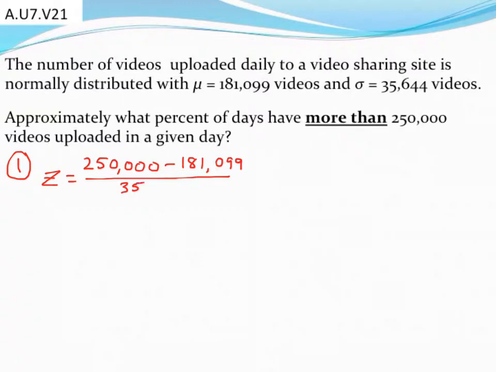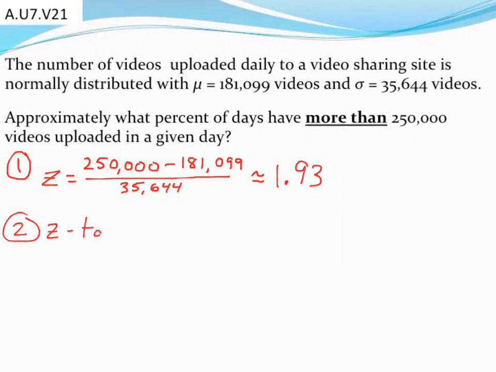That standard deviation was 35,644. Once you do that calculation, you end up with approximately 1.93. Now remember, always round those values to 2 decimal places. You'll notice this time our z-score was positive because we're trying to upload more than the mean this time. Our x value, the 250,000, is higher than our mean. So step 2 is where we go to our z-table. We're going to look this value up in the z-table.